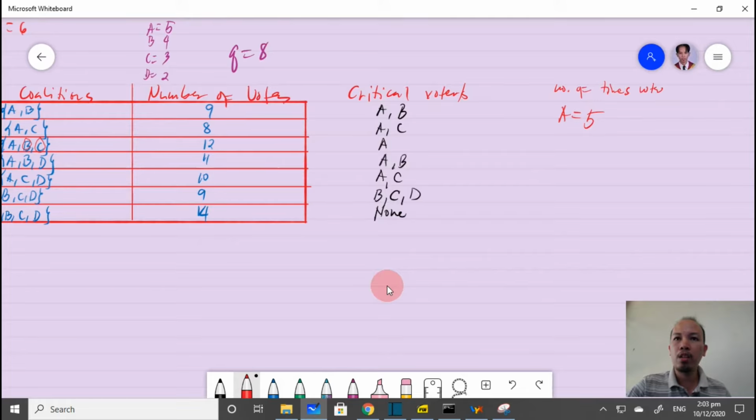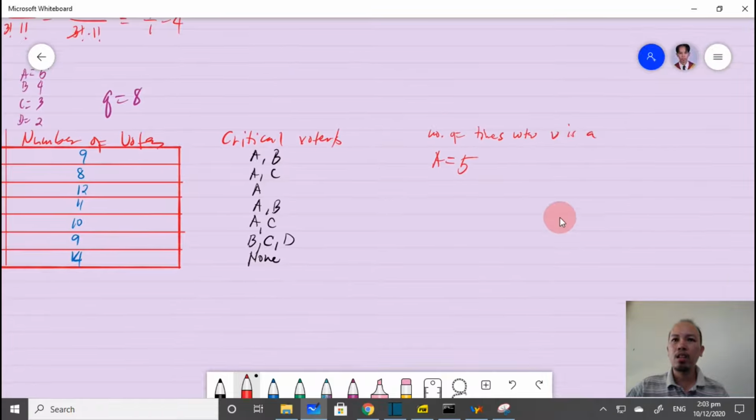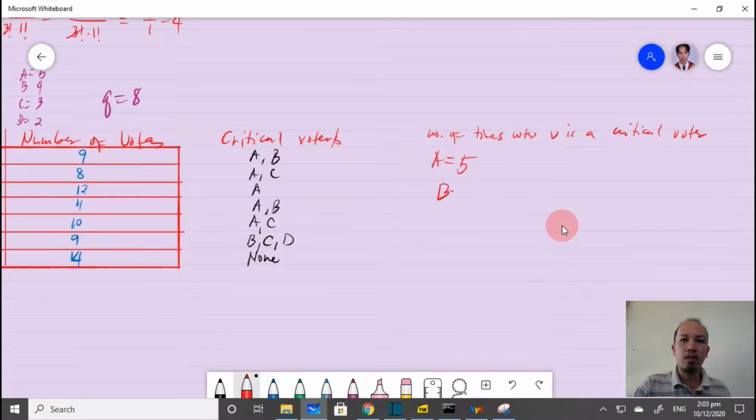Voter B is a critical voter. For B, as you can see here, A is 1, 2, 3, 4, 5, B is 1, 2, 3. Okay, we have 3 here. C is 1, 2, 3, we have 3 also here, and then D is only 1. Am I right? 1.